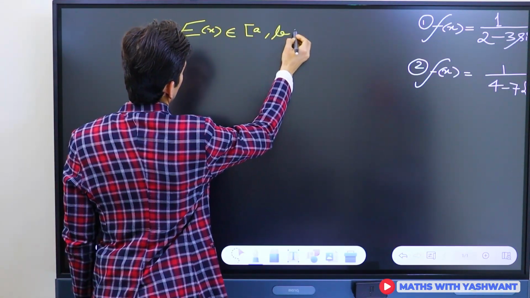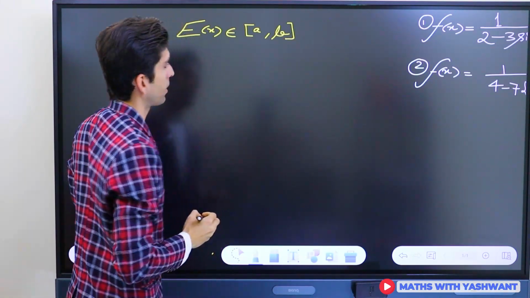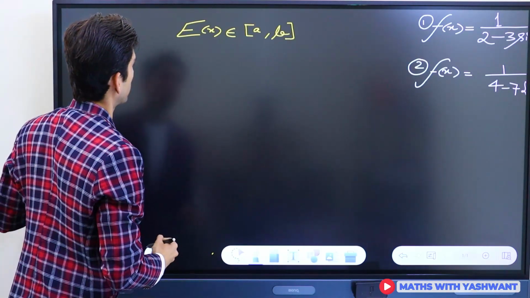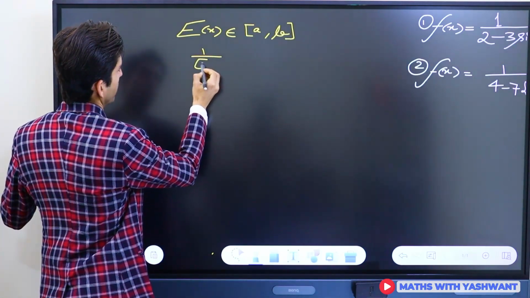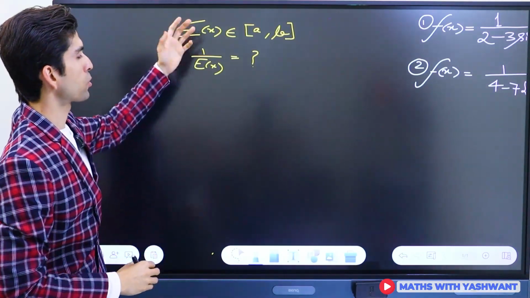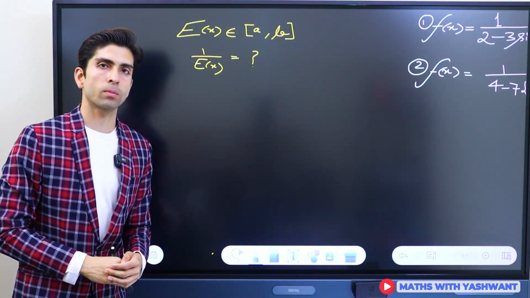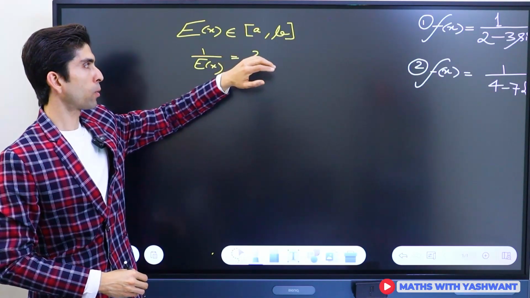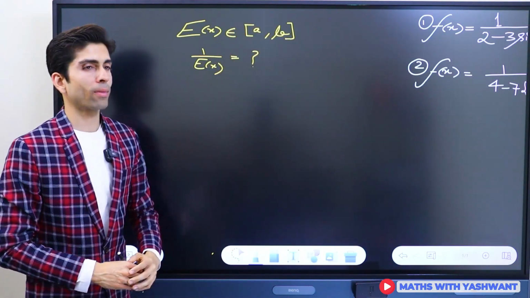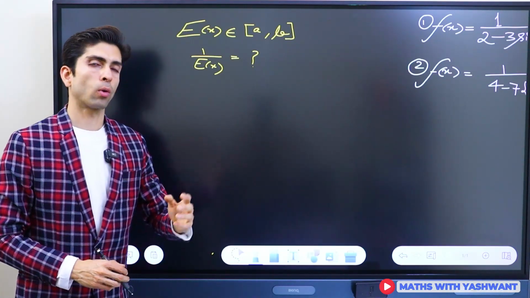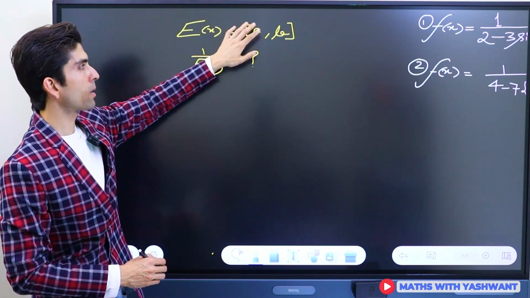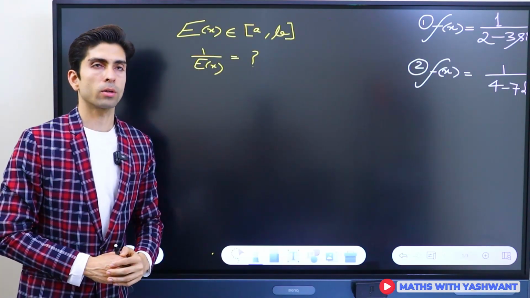closed A to closed B, and we are asked to find the range of 1 upon e of x. We have to find the range, and the range of e of x is given to you as closed A to closed B. And you all must be knowing that when we write a square bracket for the left hand boundary point and the right hand boundary point, that means they are included in the range. So for the first example that I have taken here, I have included A and B also in the range.